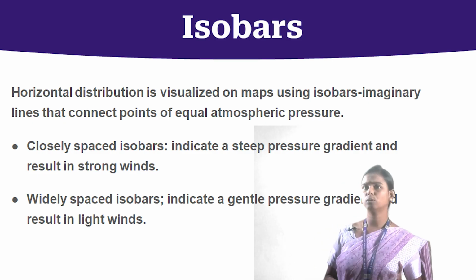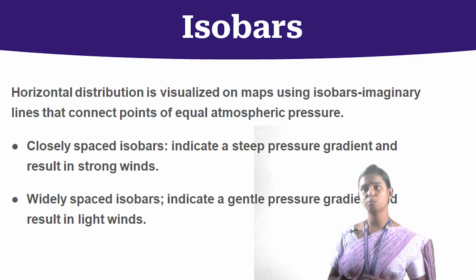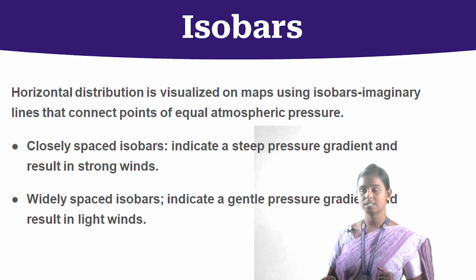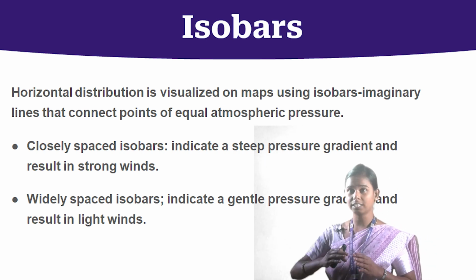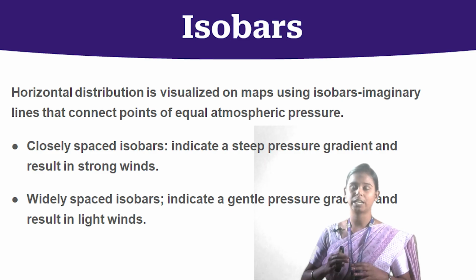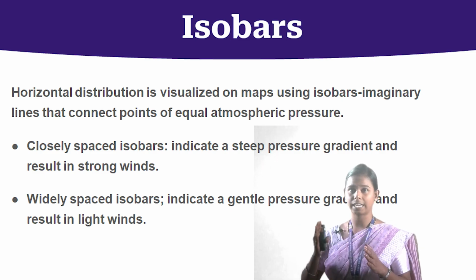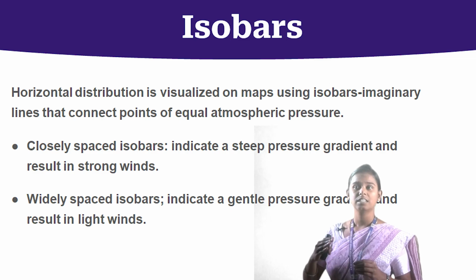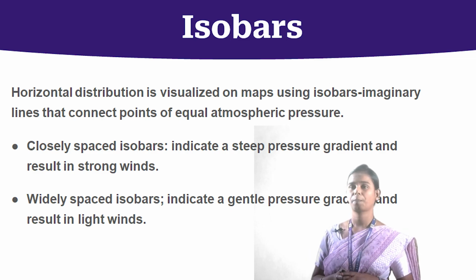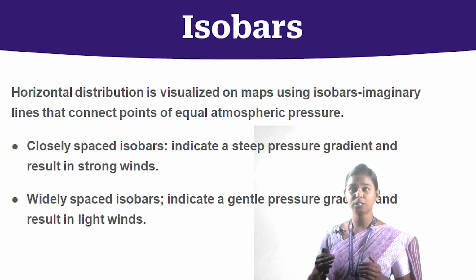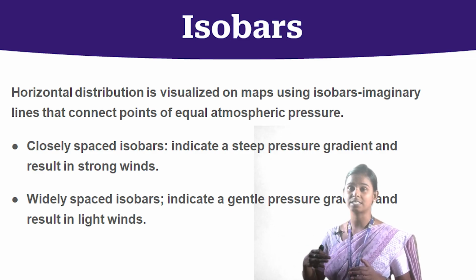Okay. What are isobars? Horizontal distribution is visualized on a map using isobars, imaginary lines that connect points of equal atmospheric pressure. Okay, closely spaced isobars indicate a steep pressure gradient and result in strong winds. Widely spaced isobars indicate a gentle pressure gradient and result in light winds.